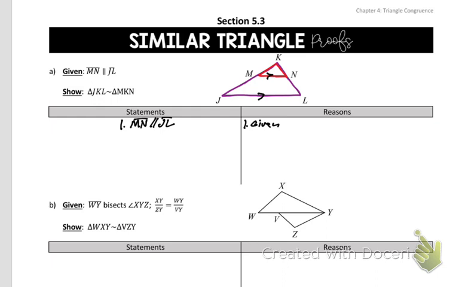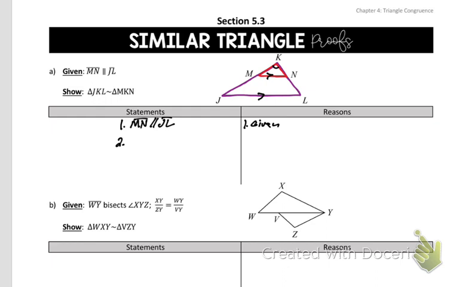Does anyone see at least an angle that must be congruent between the two triangles because they're parallel? K. Ooh, that's a really good one. That's a really easy one because why is K congruent to K between those two triangles? They're on both triangles. Now, what reason do we give, though?